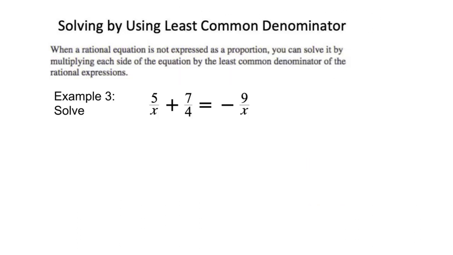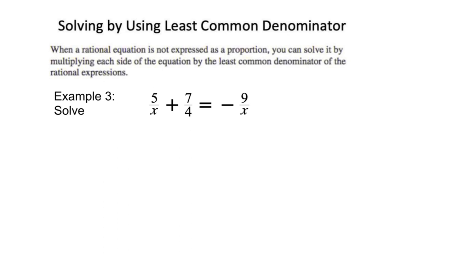All right, let's try another problem. Now this one looks a little different than the last ones we just did because on one side of the equals we have 2 fractions and they're being added together. So if you don't like the cross multiplication, this is the method that you can use no matter what. But you have to do this method if you do have 2 fractions on both sides.